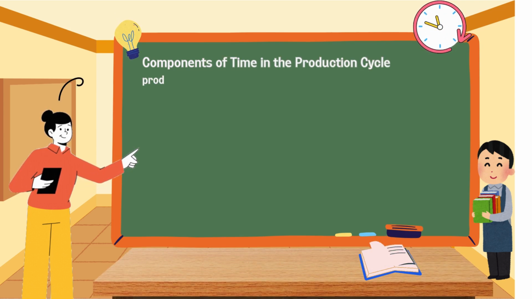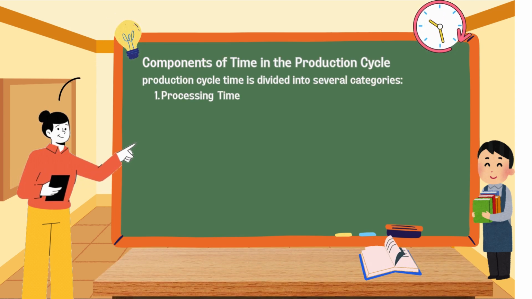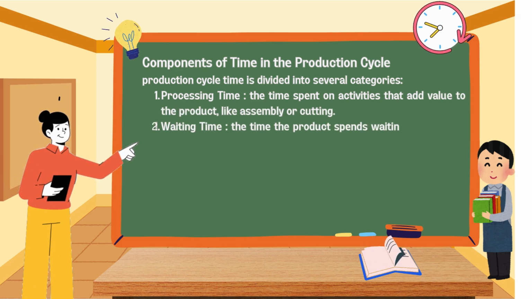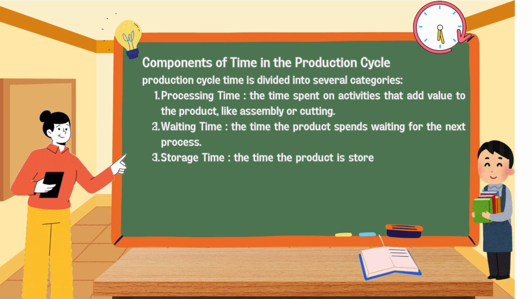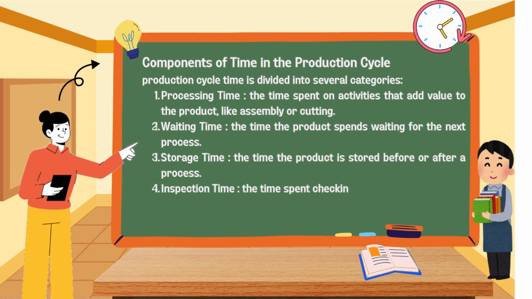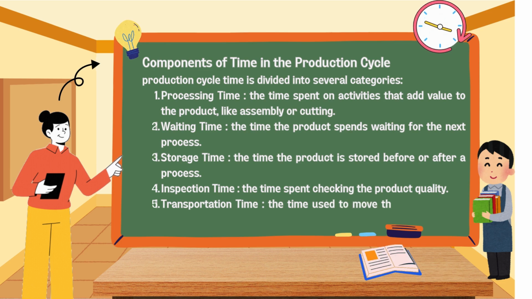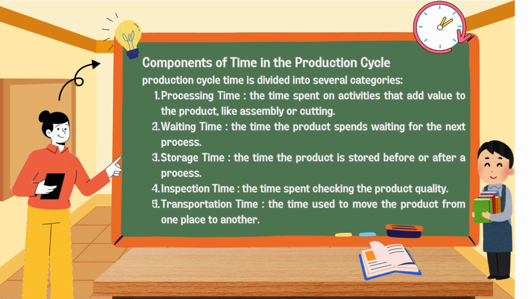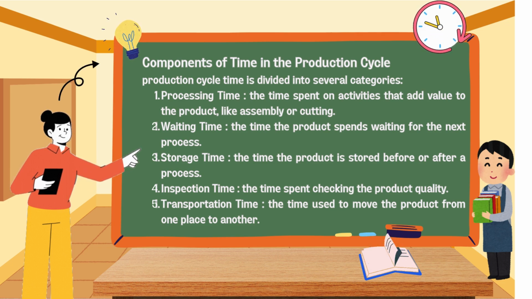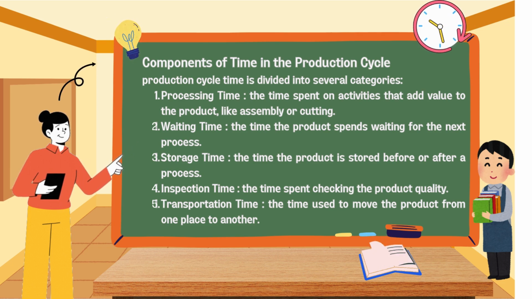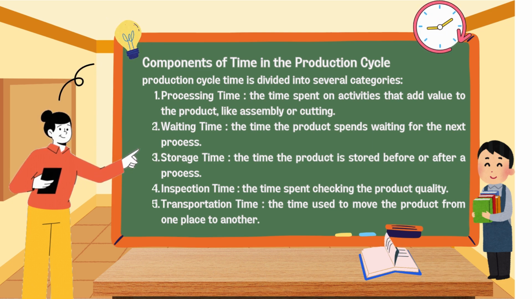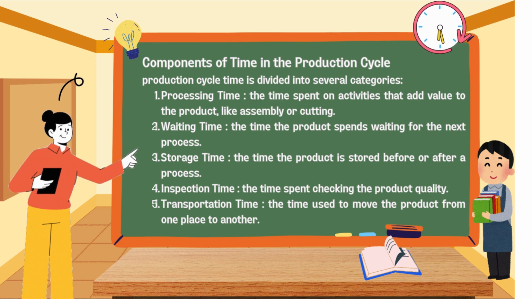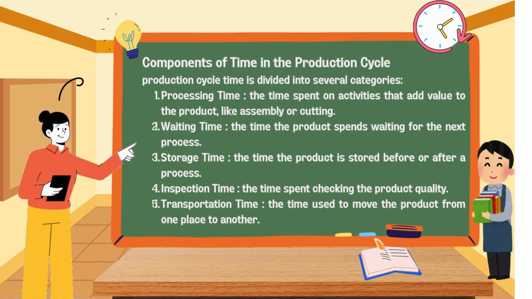Components of time in the production cycle. Before we move to an example problem, let's look at the components of time in the production cycle. Generally, production cycle time is divided into several categories. 1. Processing time, the time spent on activities that add value to the product, like assembly or cutting. 2. Waiting time, the time the product spends waiting for the next process. 3. Storage time, the time the product is stored before or after a process. 4. Inspection time, the time spent checking the product quality. 5. Transportation time, the time used to move the product from one place to another.